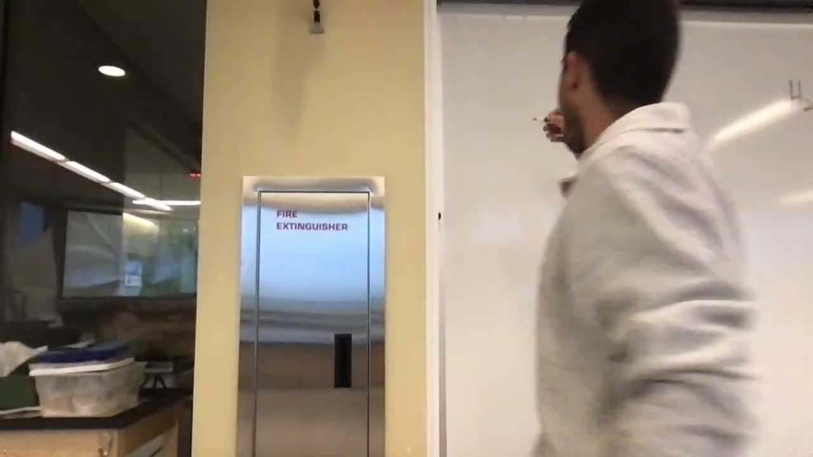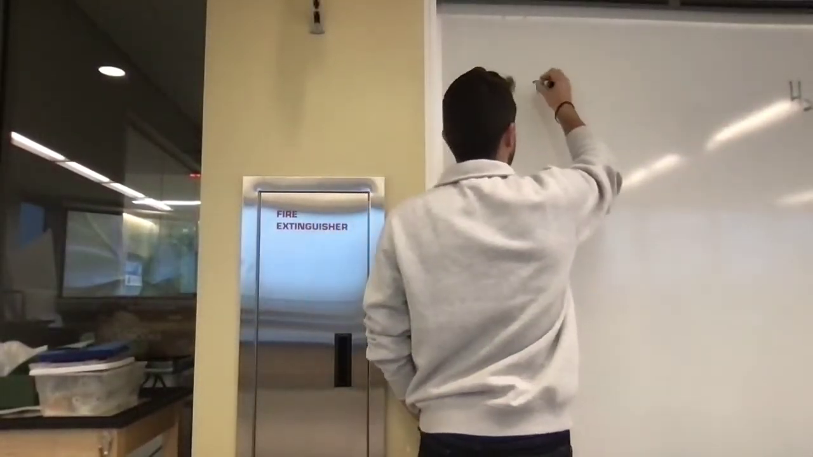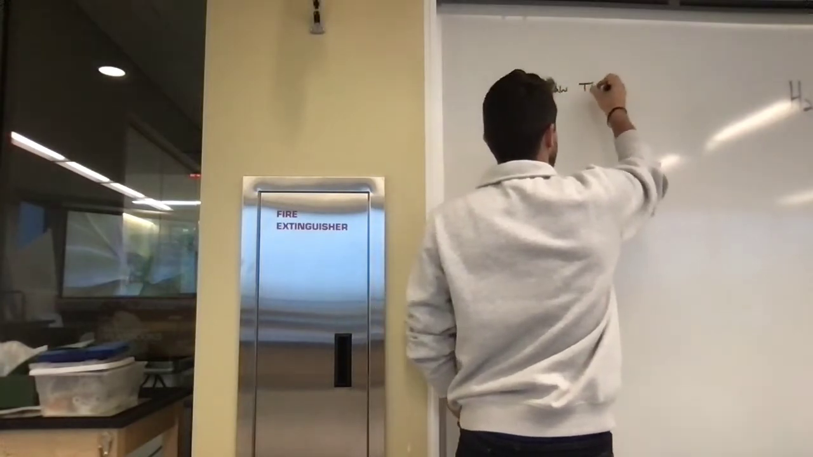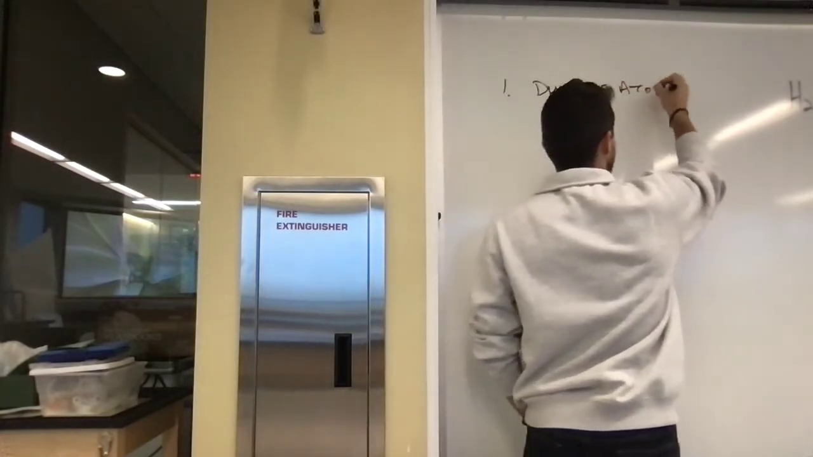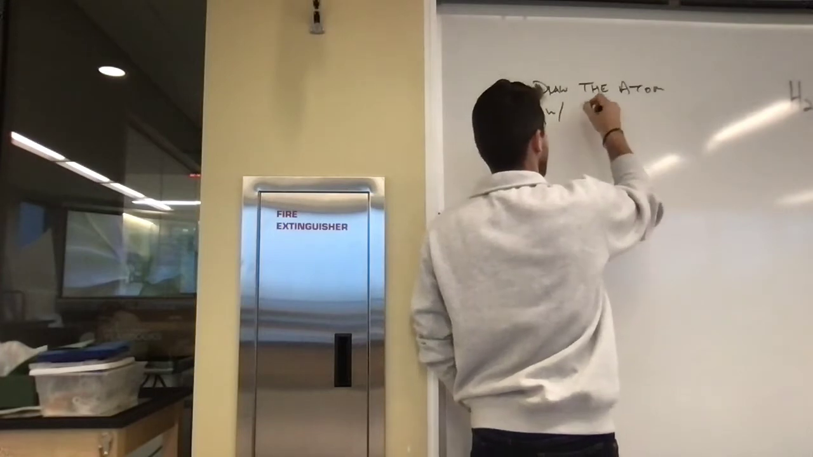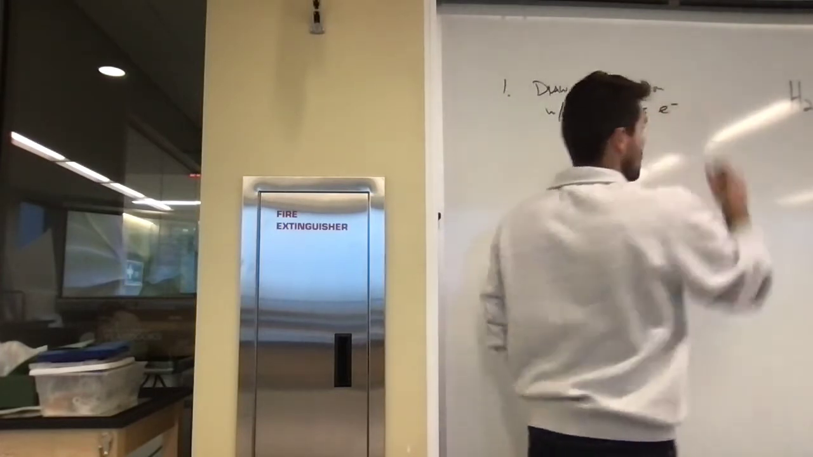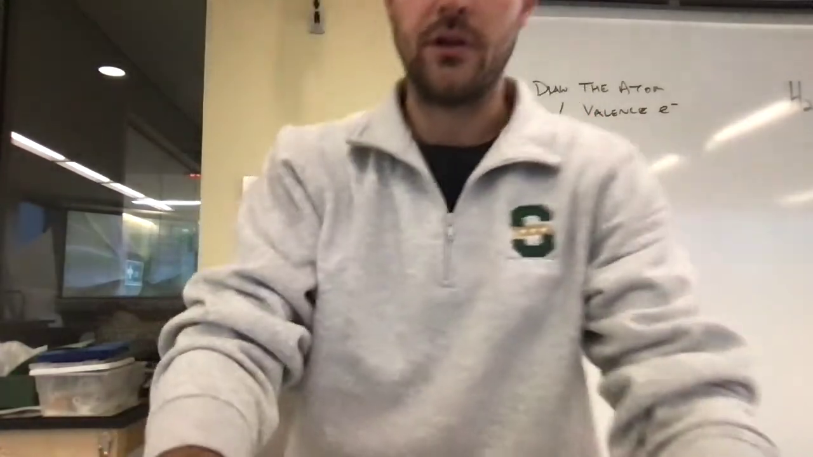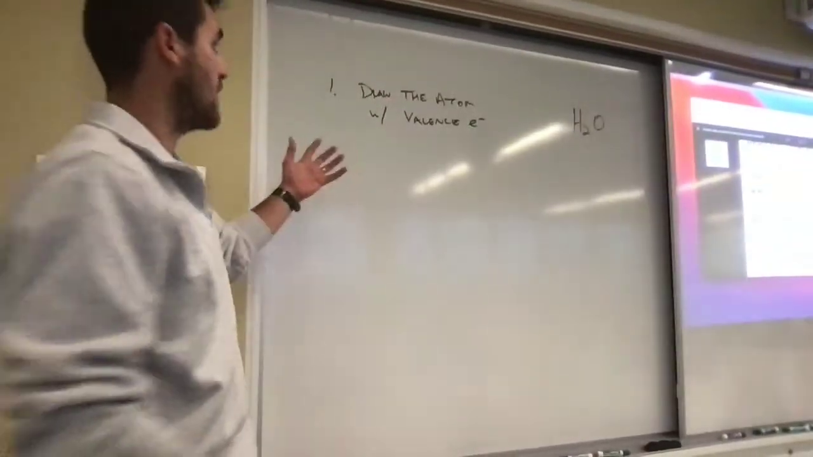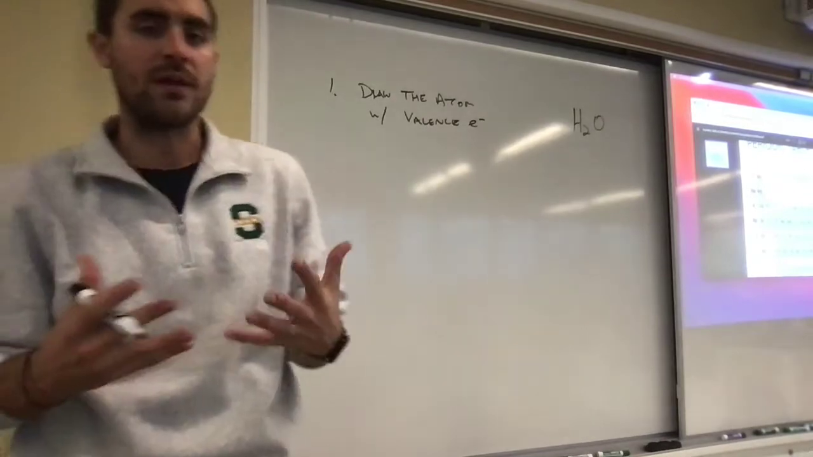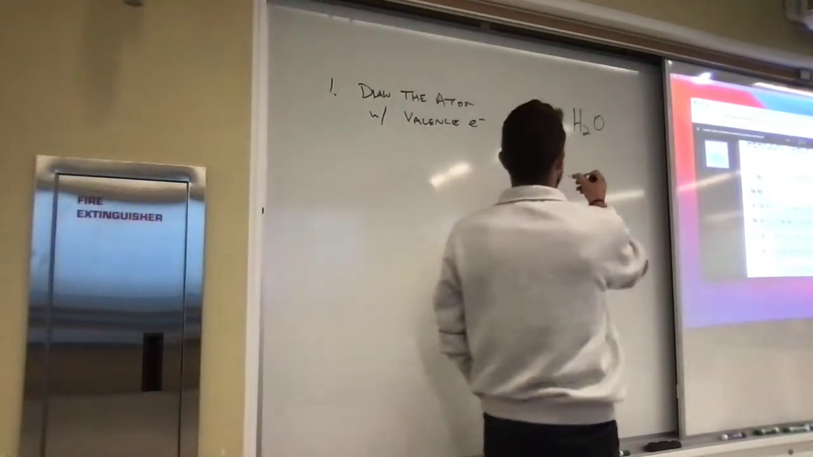The first step we have is to draw the atom with the valence electrons. We're going to use water here, H2O, as an example, but the first step we have is to draw each atom in a molecule with the appropriate valence electrons. So let's go ahead and do that.